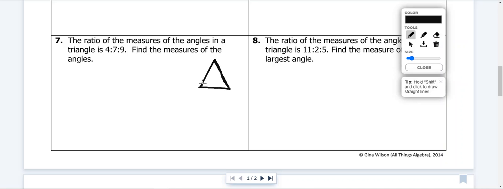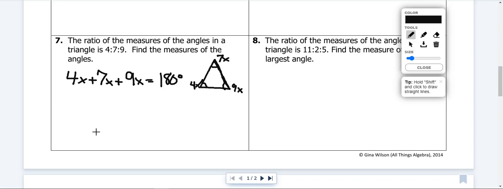Okay, and the angles are 4 times some value x, 7 times some value x, and 9 times some value x. And I know that they all have to add up to 180 degrees because of triangle angle sum, right? So our setup is going to be 4x plus 7x plus 9x set equal to the 180 degree angle sum. So then we will just simplify and solve.